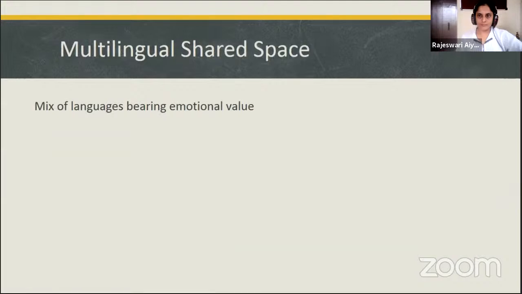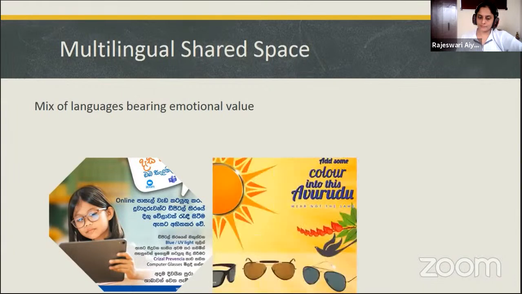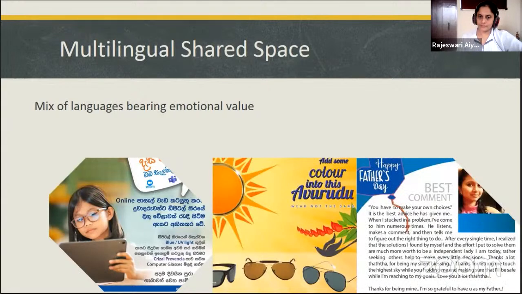The multilingual shared space captures how the public react to the messages. A mix of languages could be seen for messages targeted towards children. This could reflect the language trend among the younger generation. How organizations' language behavior is reciprocated by the customers is seen in the next two photographs. The words Avurudu and Tata, bearing emotional and cultural meaning, are expressed in Sinhala in an otherwise English message by both the management and the customer.